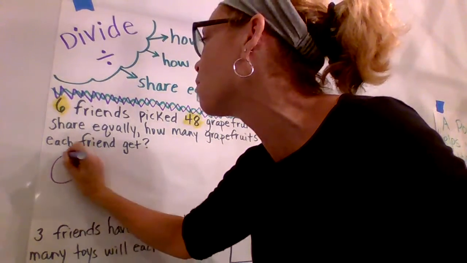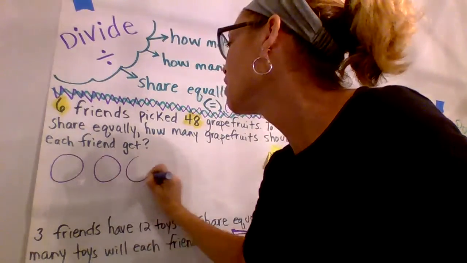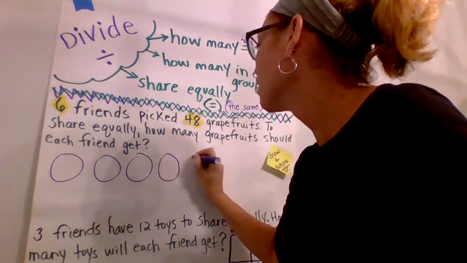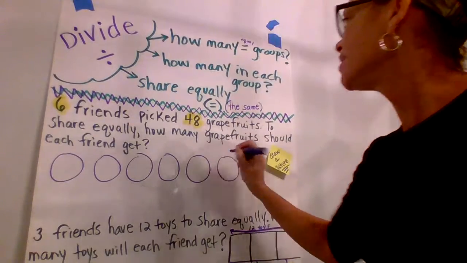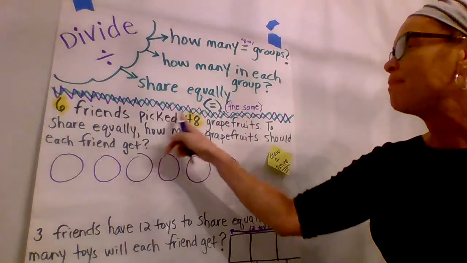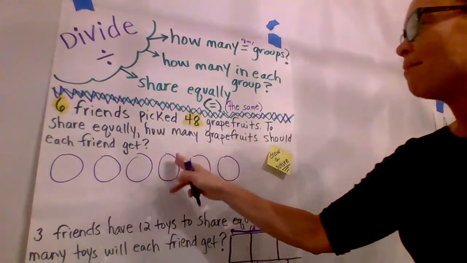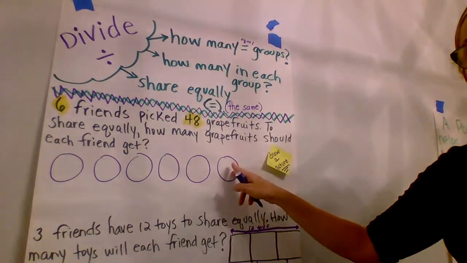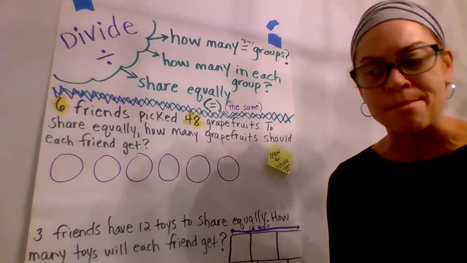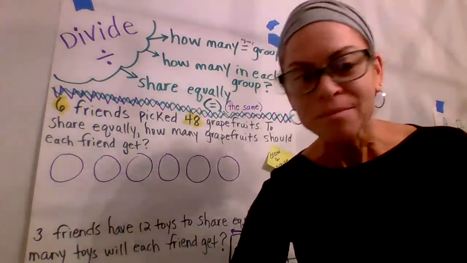6 friends. 1, 2, 3, 4, 5, 6. And they picked 48 grapefruits. So I've got to divide them evenly so each child gets the same amount. So you could do this.